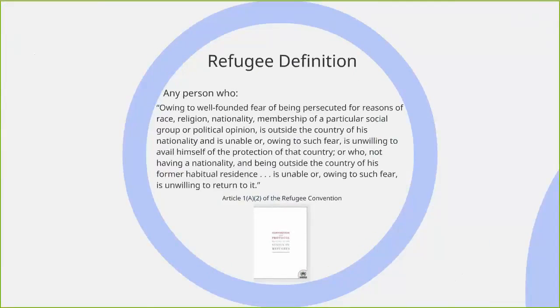The 1951 Convention defines a refugee as any person who, owing to a well-founded fear of being persecuted for reasons of race, religion, nationality, membership of a particular social group, or political opinion, is outside the country of his nationality and is unable, or, owing to such a fear, is unwilling to avail himself of the protection of that country, or who, not having a nationality and being outside the country of his former habitual residence, is unable, or, owing to such a fear, is unwilling to return to it.